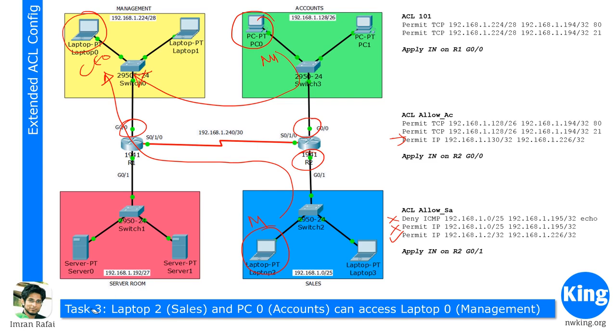Okay, so we need to add this permit command. So we say permit IP 192.168.1.2, which is laptop 2, that's a host, going to 226, which is laptop 0. It's saying permit IP. That means permit every traffic going from here to there. Similarly, in this ACL, we are going to say permit IP, the same way. This computer going to this laptop, let through that traffic. This gives us all of it.